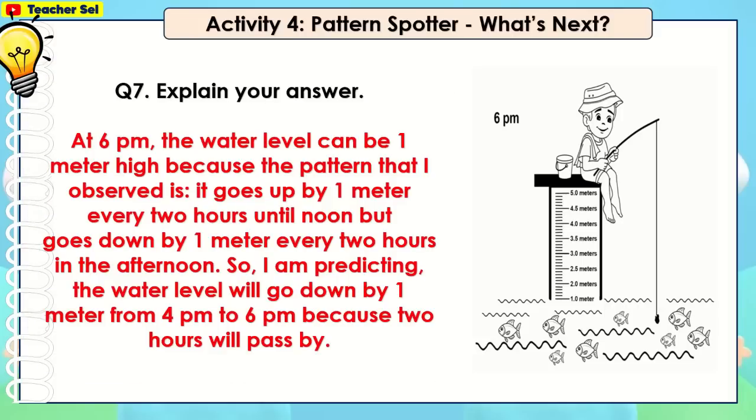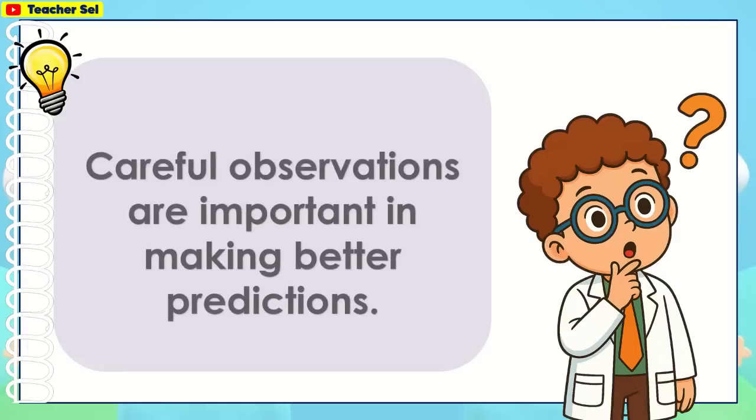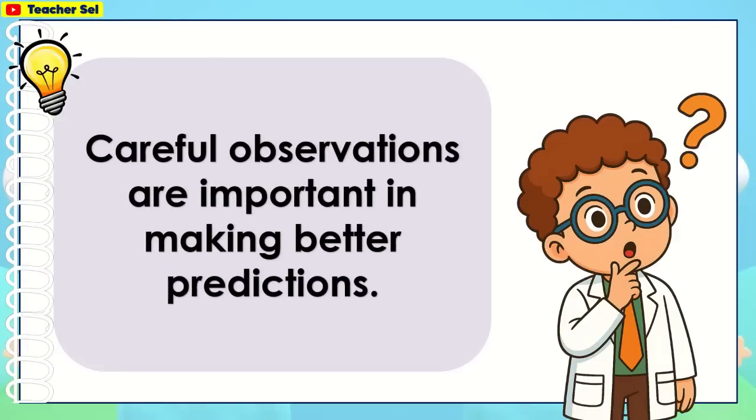Explain your answer. At 6 p.m., the water level can be 1 meter high because the pattern that I observe is it goes up by 1 meter every 2 hours until noon, but goes down by 1 meter every 2 hours in the afternoon. So, I am predicting the water level will go down by 1 meter from 4 p.m. to 6 p.m. because 2 hours will pass by. Careful observations are important in making better predictions.